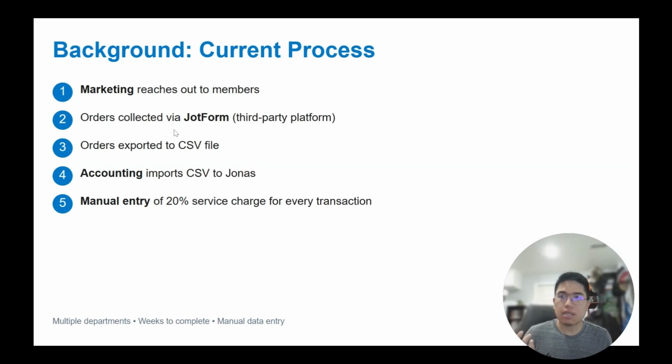their catering items. And then, after a certain deadline, the orders are exported to a CSV file which contains the member number and the total price for their catering order. And then accounting has to import this CSV file to Jonas. And the problem is they have to manually enter in a 20% service charge fee for every single catering transaction for each member, which is hundreds of rows of member numbers and member orders.